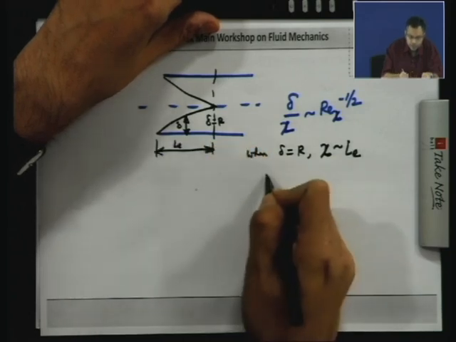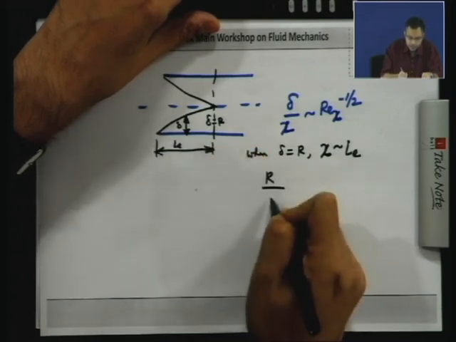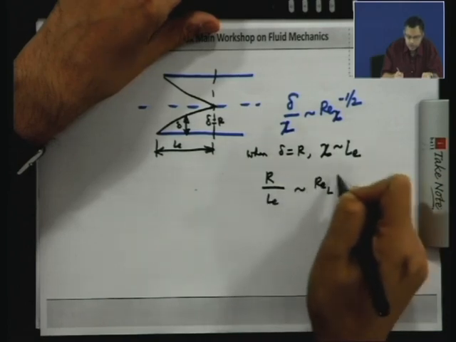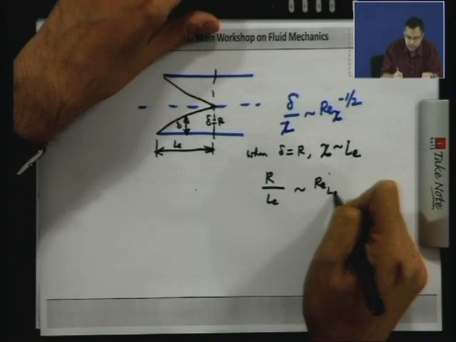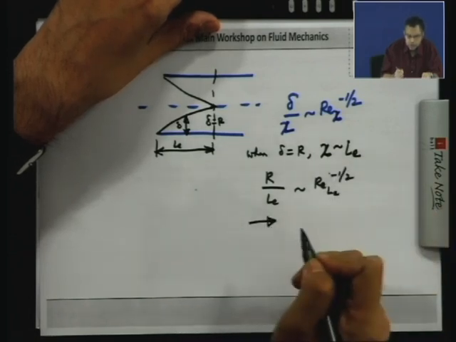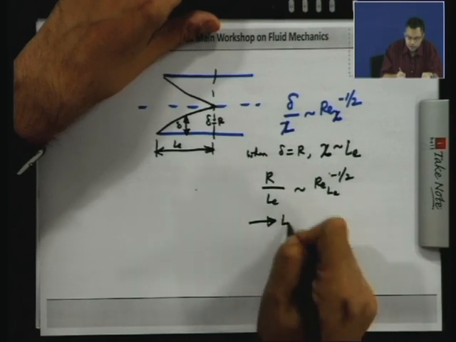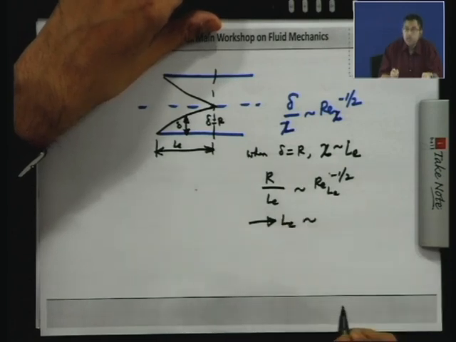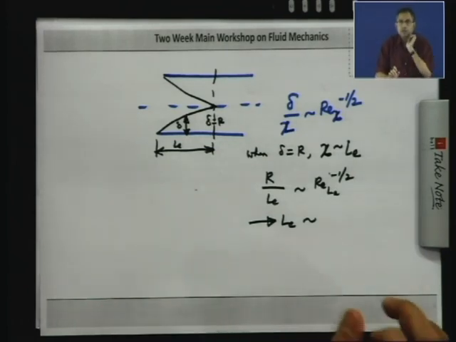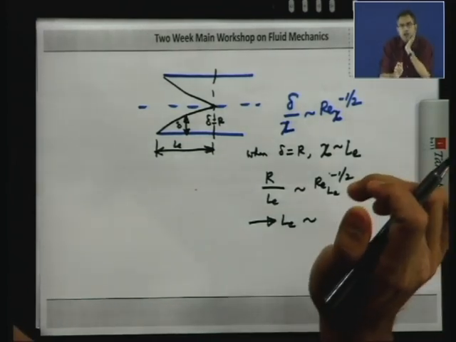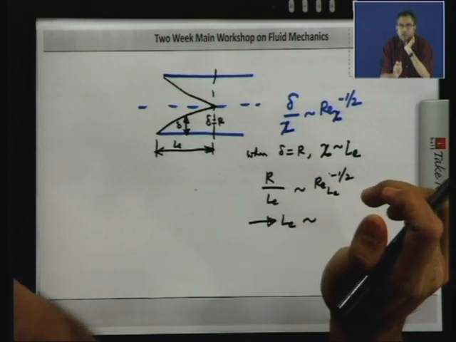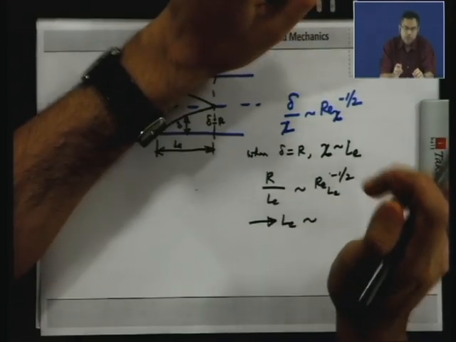So, we can write that R by L at the entrance is of the order of the Reynolds number based on the entrance length to the power minus half. From here you can find out the order of the entrance length in terms of the radius of the pipe or the diameter of the pipe. From that you can find out the entrance length, for a pipe or channel, whatever.